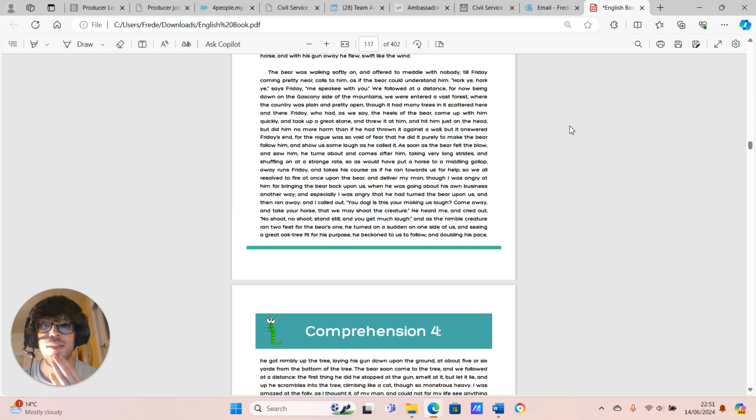Away runs Friday, and takes his course as if he ran towards us for help. So we all resolve to fire at once upon the bear, because the bear's running towards the author now, and deliver my man, save Friday. Though I was angry at him for bringing the bear back upon us when he was going about his own business another way. And especially I was angry that he had turned the bear upon us and then ran away.